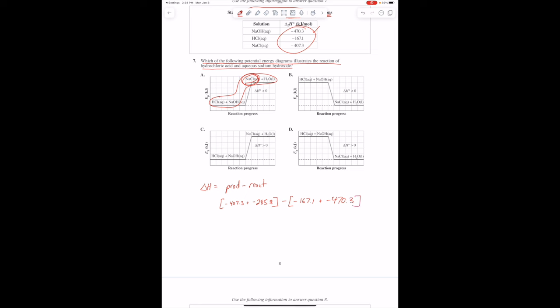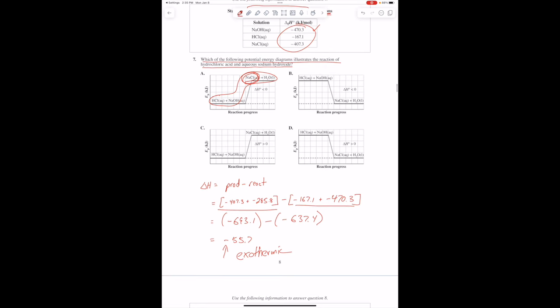All right, okay, let's do the math in the brackets. So this bracket comes out to negative 693.1 minus the math in this bracket, which comes out to negative 637.4. And that equals negative 55.7. All right. And I got a negative there, so that means exothermic. So, which of the following potential energy diagrams illustrates the reaction of hydrochloric acid and sodium hydroxide? Well, first thing, it's got to be a graph that goes down, right? Because it's exothermic, so that one's out, and that one's out, so it's got to be B or D.